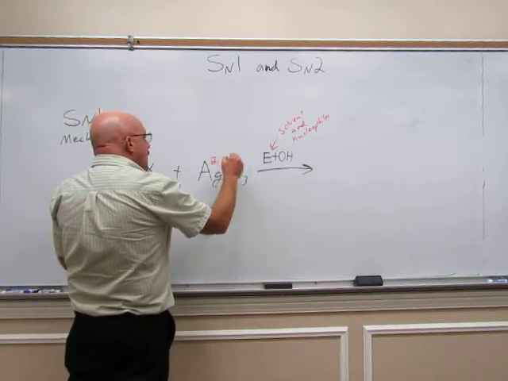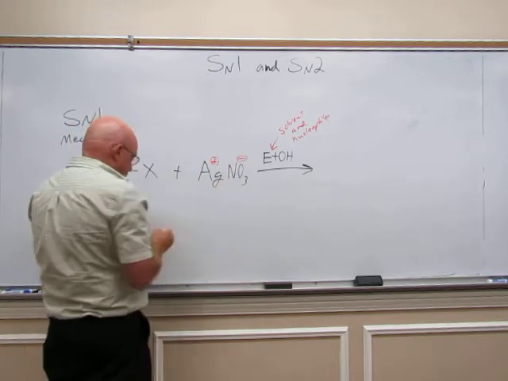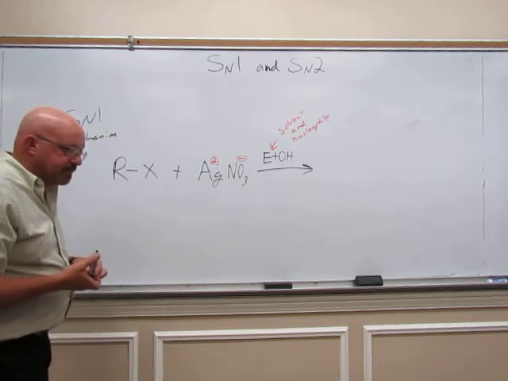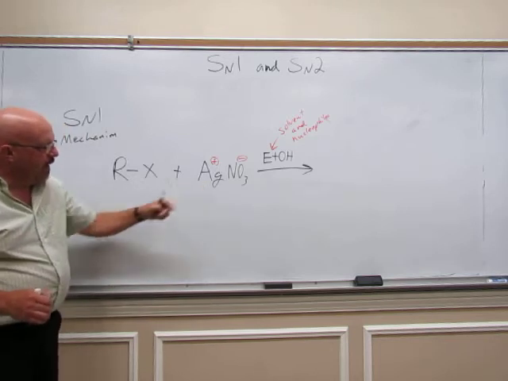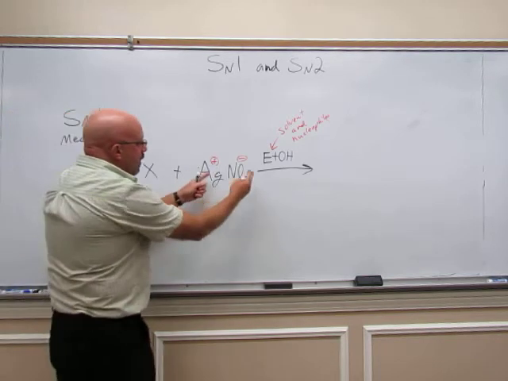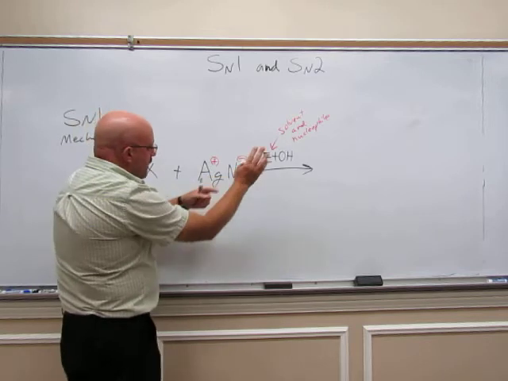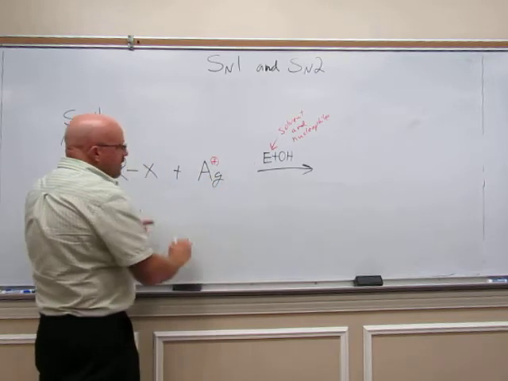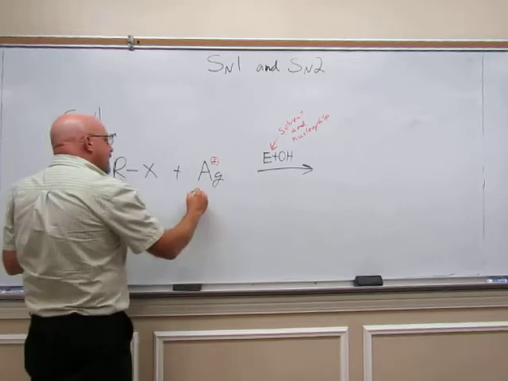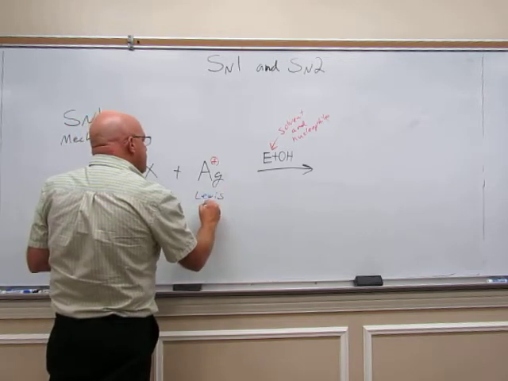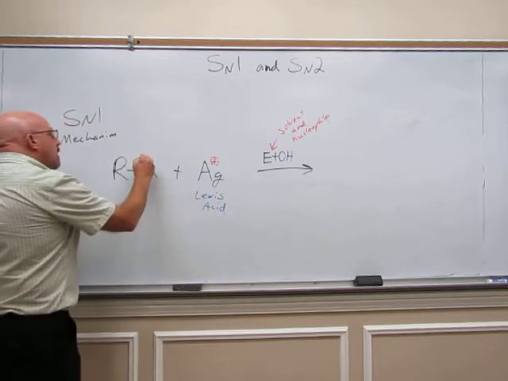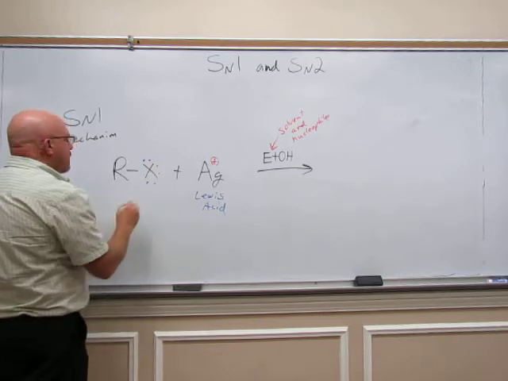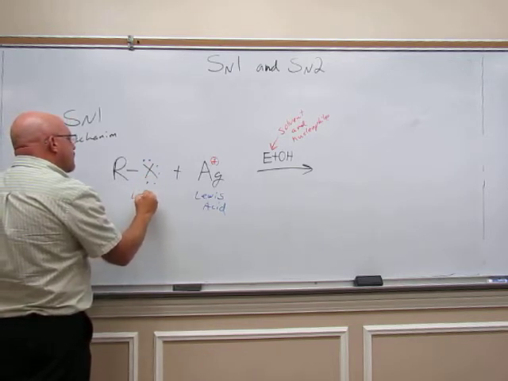The silver nitrate: silver loves halogens. A silver cation, this is an ionic bond. The nitrate doesn't matter. Let's just take the nitrate off. It's that silver cation. That silver cation is a Lewis acid. And our halogen atom, this is a Lewis base.